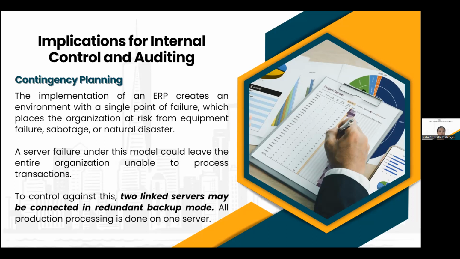So, centralized organizations with highly integrated business units may need a single global ERP system that is accessed via the internet or private lines from around the world to consolidate data from subsidiary systems. A server failure under this model could leave the entire organization unable to process transactions. To control against this, two link servers may be connected in redundant backup mode. All processing is done on one server. So next slide, please.